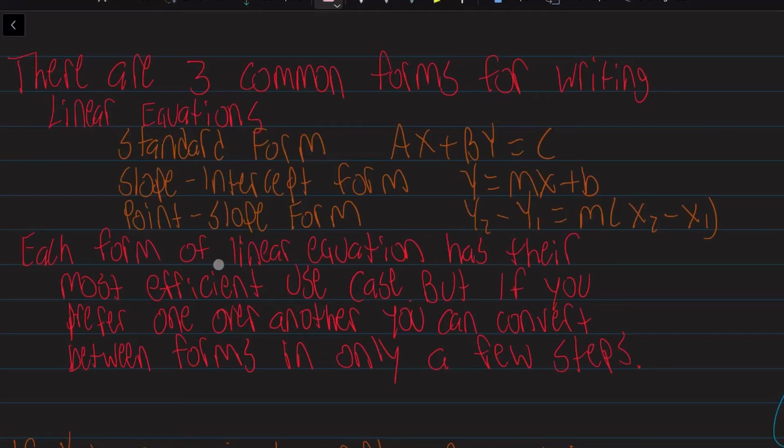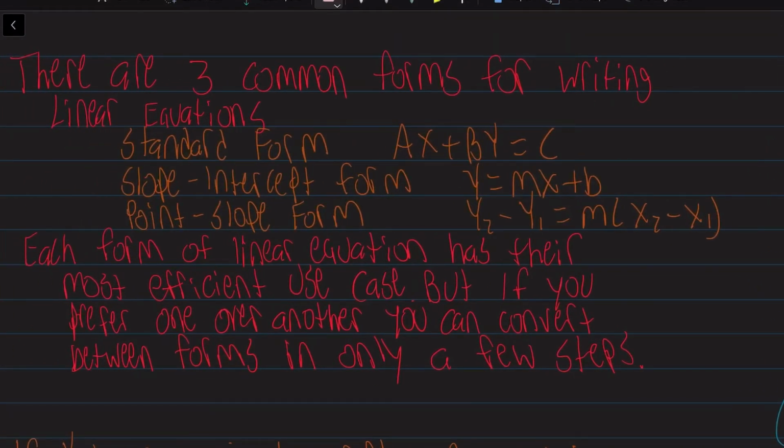Each form of the linear equation has its most efficient use case. They all have what they're best for. But if you prefer any one of these, then you should be able to convert between the forms in only a few steps. It's just a few steps of rearranging things, using your additive inverses and multiplicative inverses. If I gave you standard form, you should be able to turn it into either one of these other ways. Right now, you probably can't, but soon you will, and it won't be that bad.